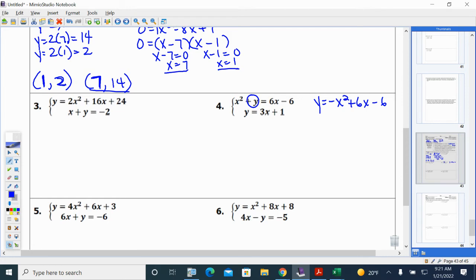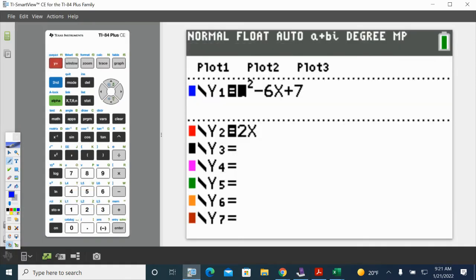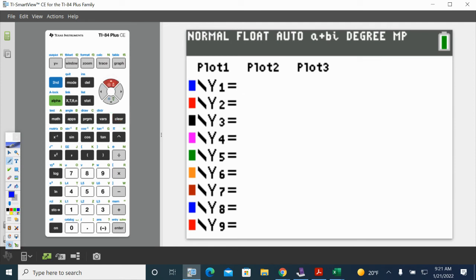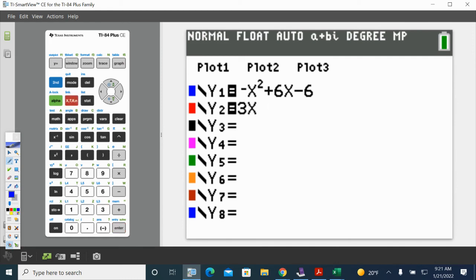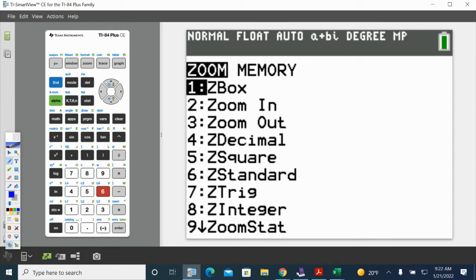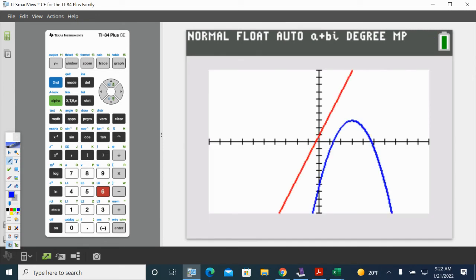So I'm going to go back to my graphing calculator, back to y equal. I'm going to clear out the old stuff and put in the new stuff. So I'm going to put in the negative x squared plus 6x minus 6 and 3x plus 1. And I'm going to hit zoom 6, which is the standard window. That's what I call home.